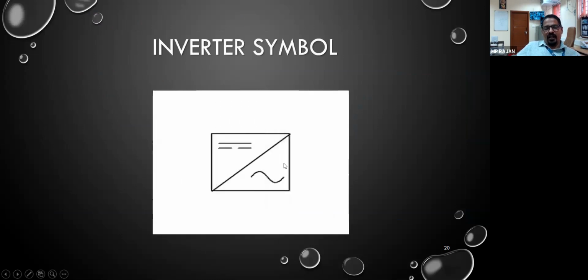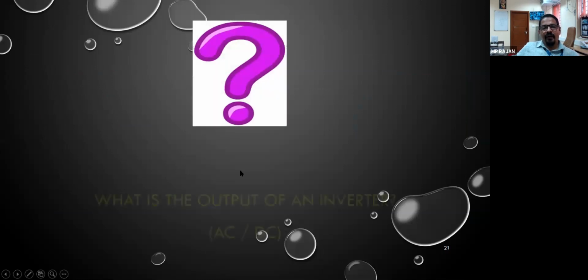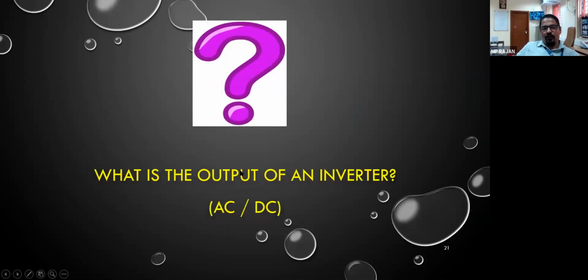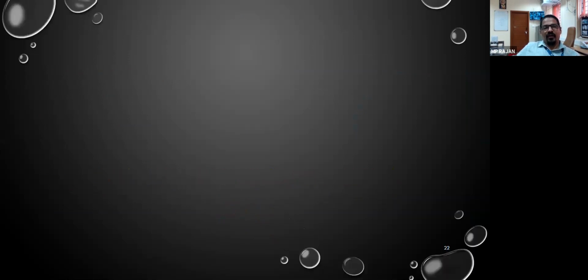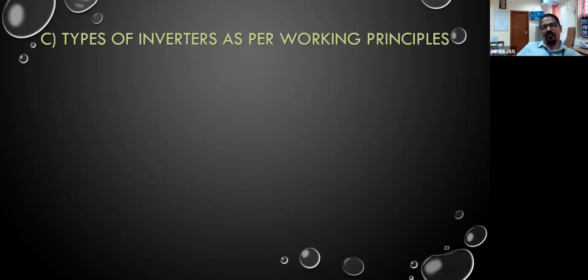So the symbol of an inverter is like this. So what is the output of an inverter? Inverter का output आपको क्या मिलेगा? AC मिलेगा या DC मिलेगा? Then now let us see some types of inverter, which are based on the working principle.